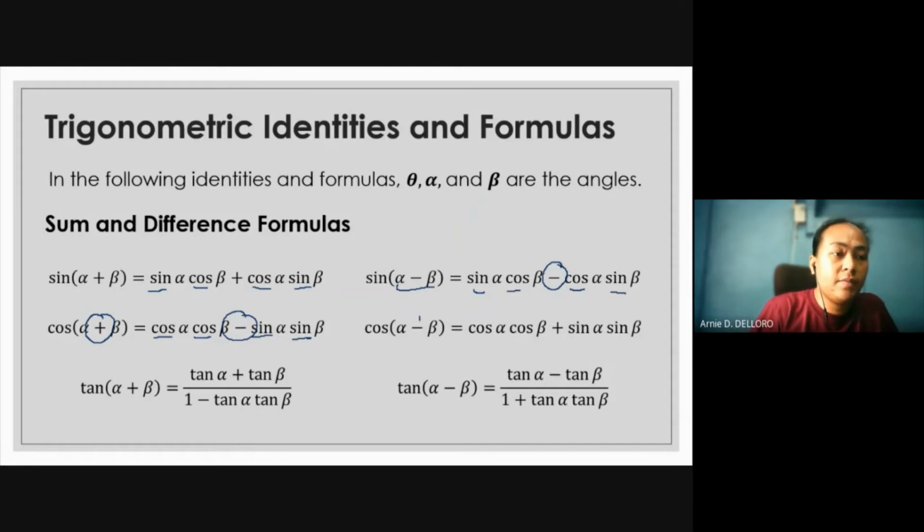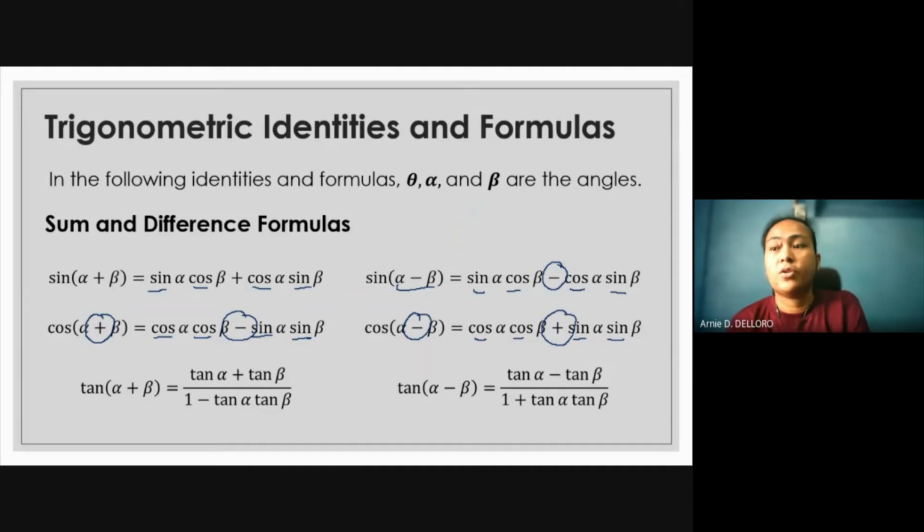And when the operation of the angle inside the trigonometric function is negative, in cosine, okay, we'll have, again, cos, cos, sin, sin, and the operation will be addition. Okay? So please take note of the formulas and identities that we are discussing. Also for tangent, we have tangent alpha plus beta is equal to tangent alpha plus tangent beta all over 1 minus tangent alpha times tangent beta.